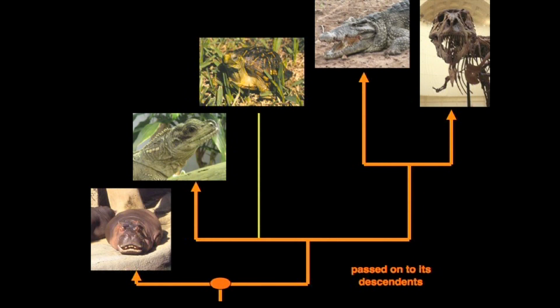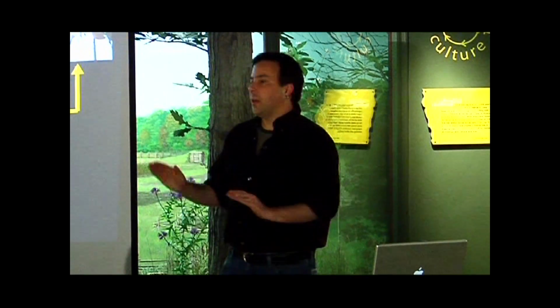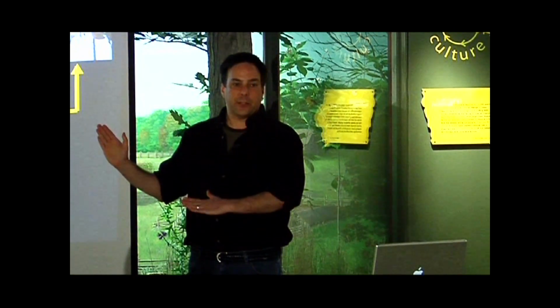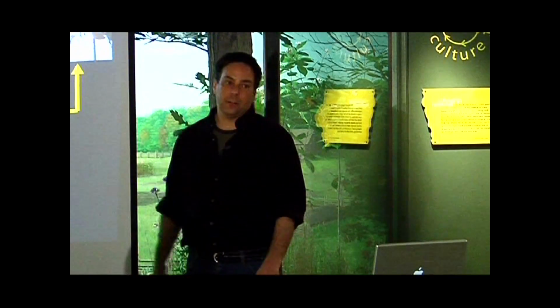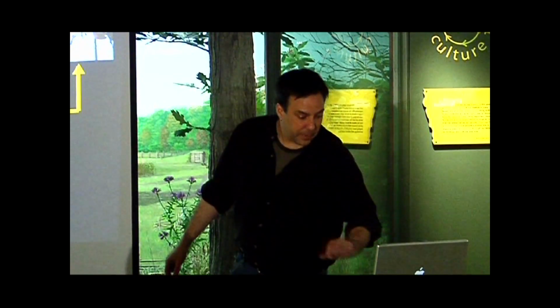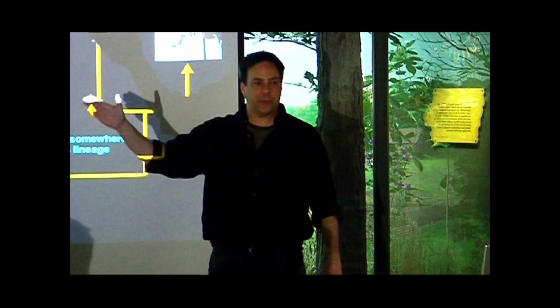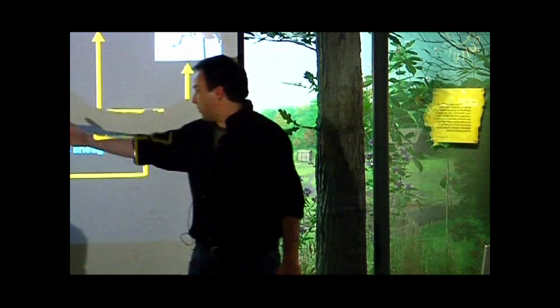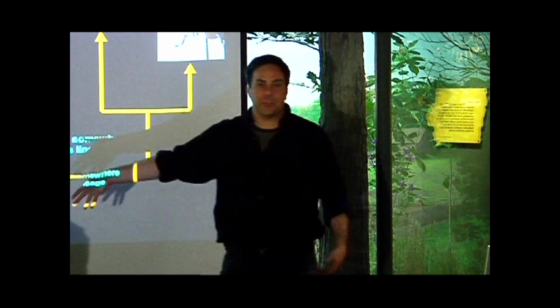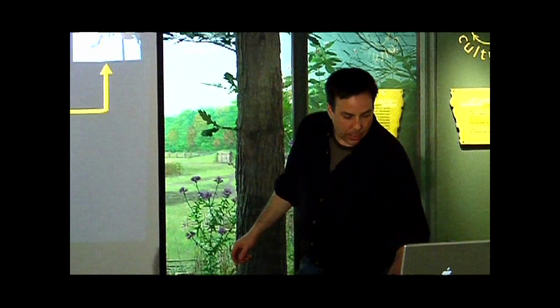Okay? Now, what that means logically is that turtles, which have no teeth, have ancestors that did. That's a natural consequence of this pattern. All we know is that somewhere along this lineage, teeth were lost. Now, this actually gives us a prediction. We can predict that we should find, if not a turtle with teeth, then something that is more closely related to turtles than to anything else with teeth, because turtles with no teeth are descended from animals that did. Pretty simple.